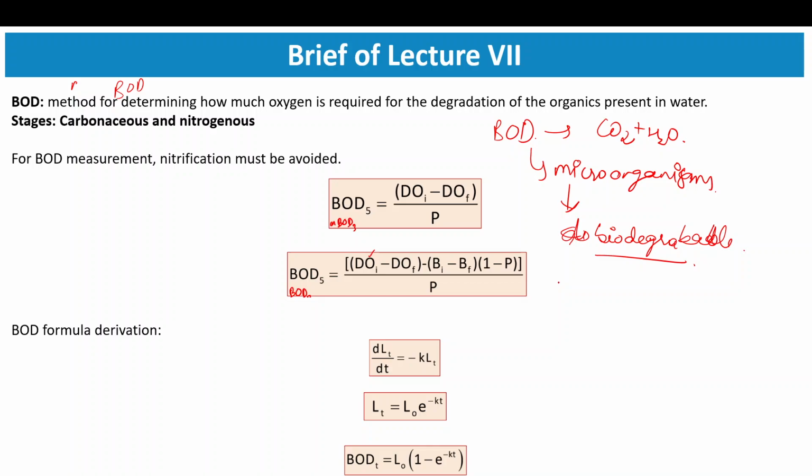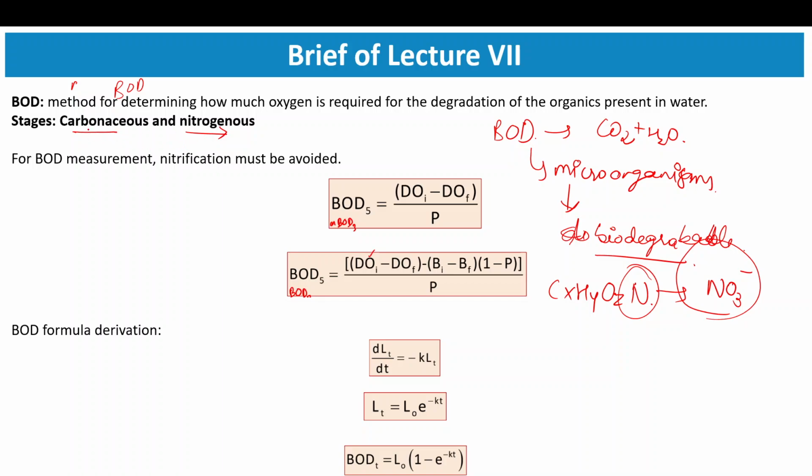Even nitrogen can be present as well, right? So nitrogen can also be converted into NO3 minus, which is the highest oxidation product that can be formed, right? So there can be two stages of BOD measurement, which are carbonaceous and nitrogenous. Here, first what we observe is that all the carbon is oxidized and later nitrogen is oxidized.